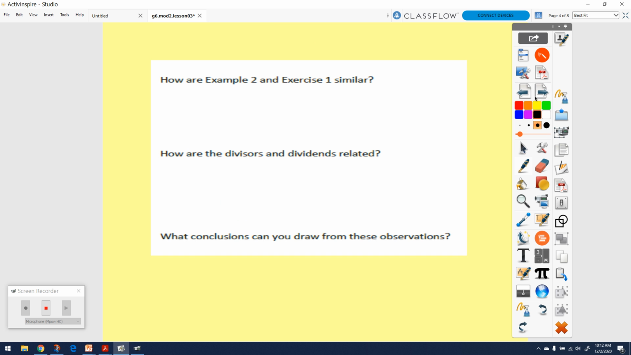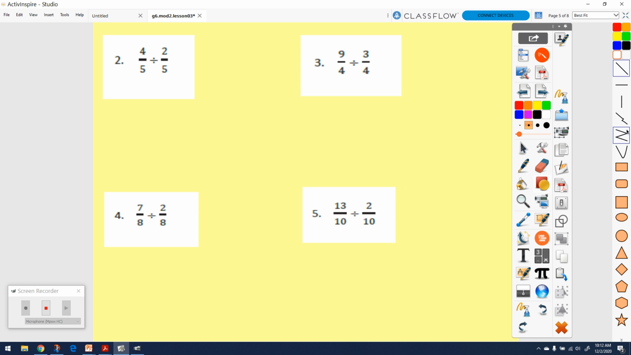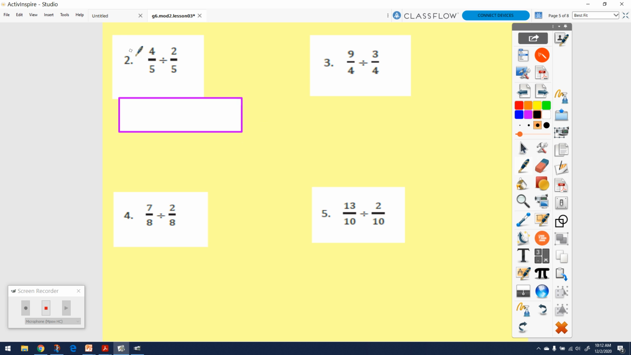All right, we're going to look at number 2. Looking down at number 2, we need to draw our example. So I'm going to go back to the diagram because I think that one's easier for you. We look at the denominators, they're 5, so we need to cut this into 4 pieces. No, 4 cuts, 5 pieces. And I only have 4 of them. So I have 4/5 right there.